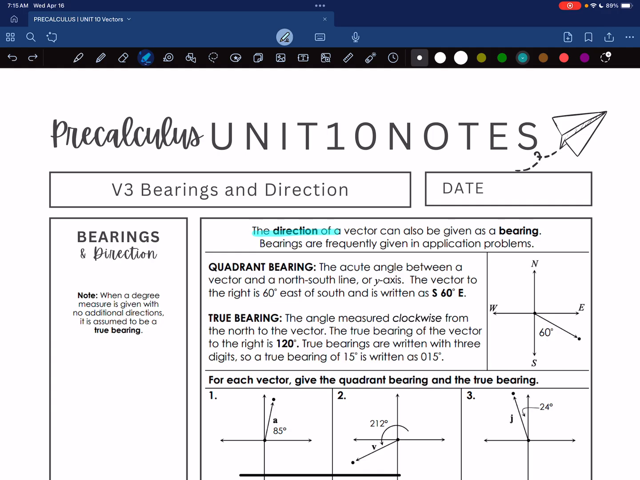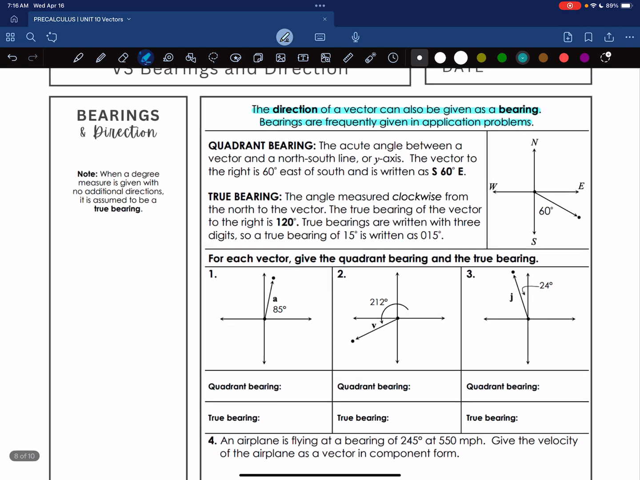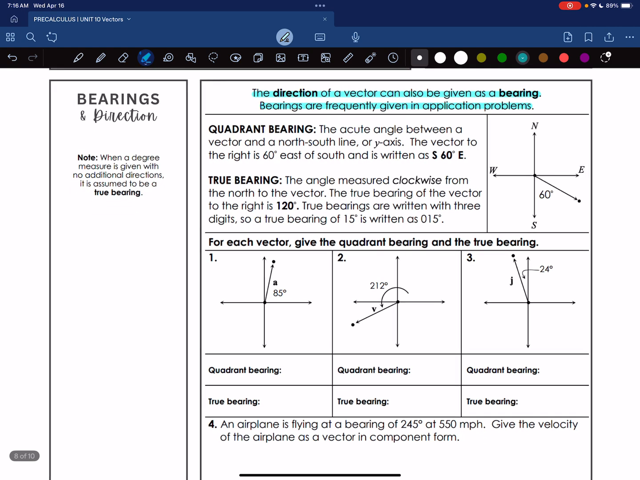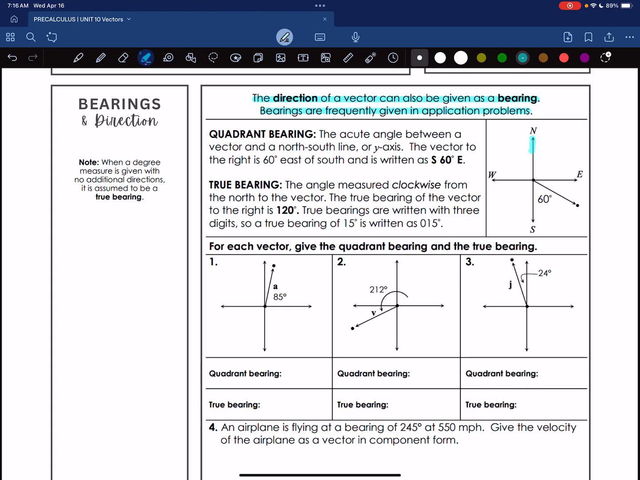The direction of a vector can also be given as what is called a bearing. Bearings are frequently given in application problems. So let's look at how those ideas of a bearing and a vector are connected to one another. A quadrant bearing is the acute angle between a vector and a north-south line, or our y-axis, which you can see here in this diagram.